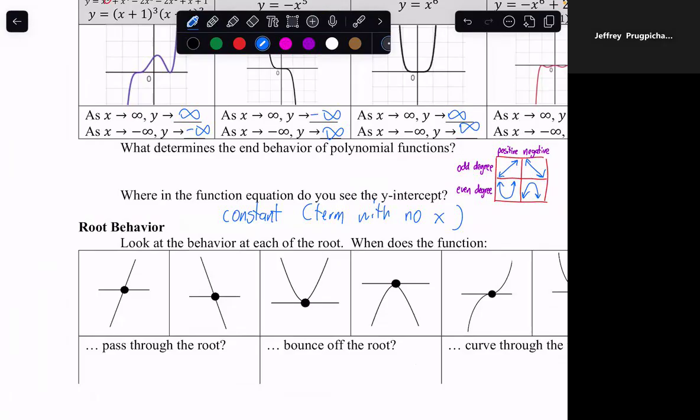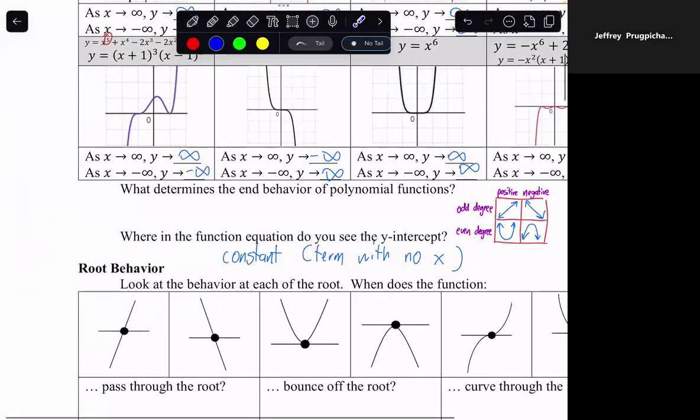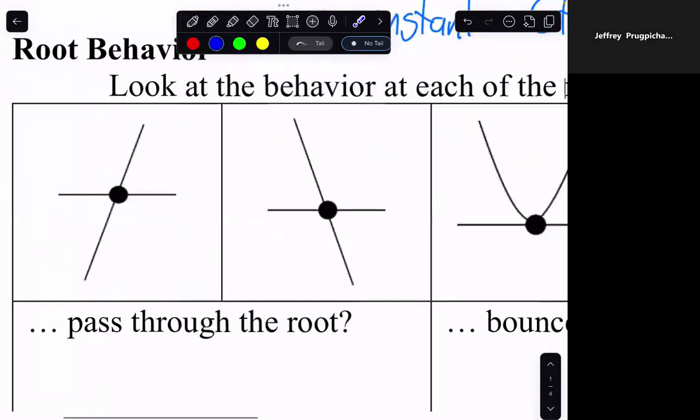Okay, and one last thing we need in order to sketch graphs is what we call the behavior at each root. Okay, so first of all, remember roots are basically x-intercepts. They're the x values where y equals 0. So that means where it touches the x-axis. Okay, so sometimes the graph goes straight through the root, like in virtually a straight line.